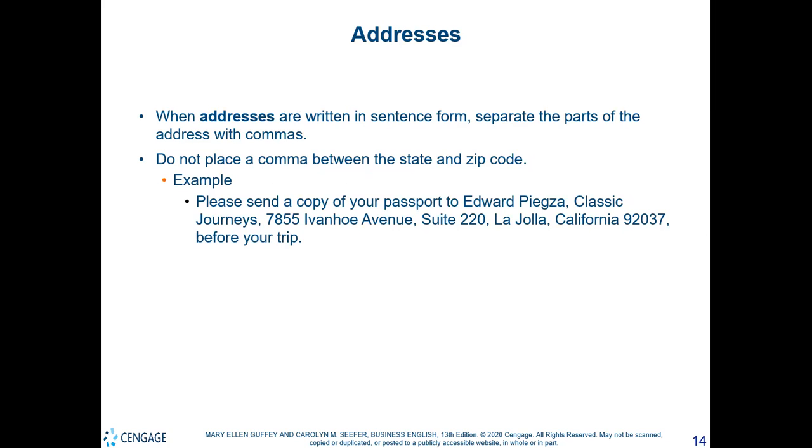Addresses. When addresses are written in sentence form, separate the parts of the address with commas. Do not place a comma between the state and zip code. Example: Please send a copy of your passport to Edward Piazza, Classic Journeys, 7855 Ivanhoe Avenue, Suite 220, La Jolla, California 92037, before your trip. You see how the commas are placed there. We have a comma placed after the street, after the suite number, after the city, and after the zip code.